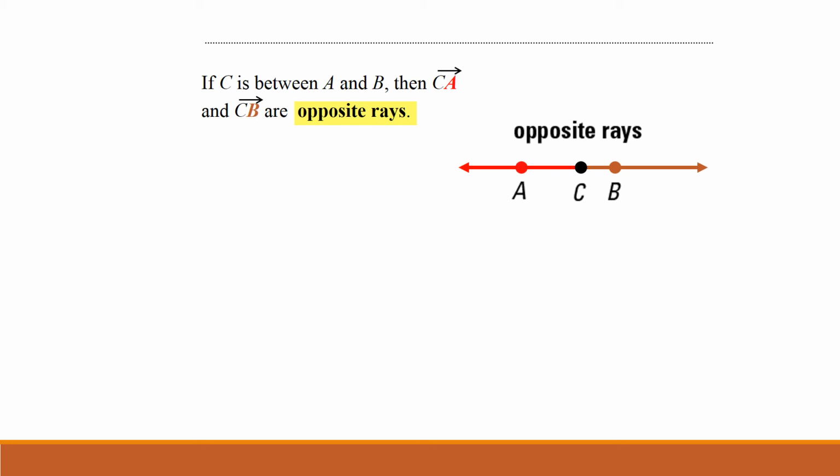Now, opposite rays look like I'm looking at a line. And it is a line. Opposite rays are not anything else but a line. It forms a line, but it starts with the same initial point. So A is not my initial point. B is not my initial point, but C is. So I have a ray going CA, and I have a ray going CB. And since they form a line, they're known as opposite rays.